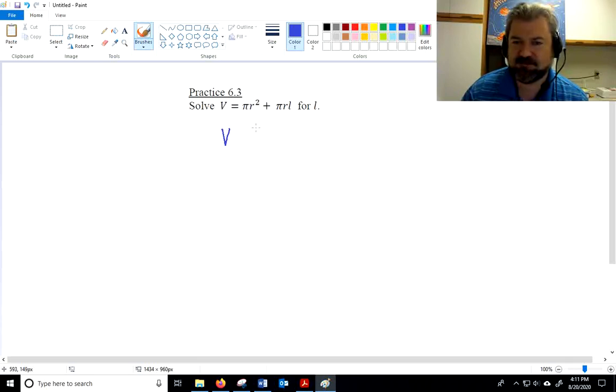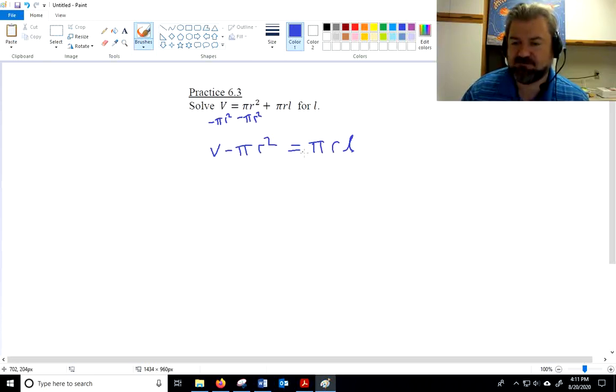But that's okay. Let's solve this for L by subtracting. Let's subtract pi r squared from each side. Yeah, I think this is actually the area of a cone, if you want to be exact. But I'm not teaching geometry. V minus pi r squared equals pi r L. And I make my L's like that so they don't look like a 1. Okay, so now what do?